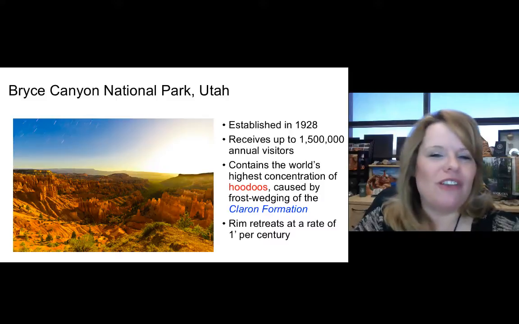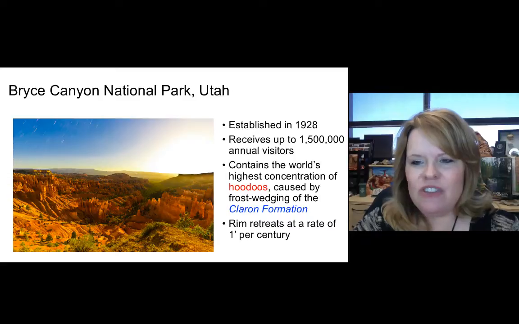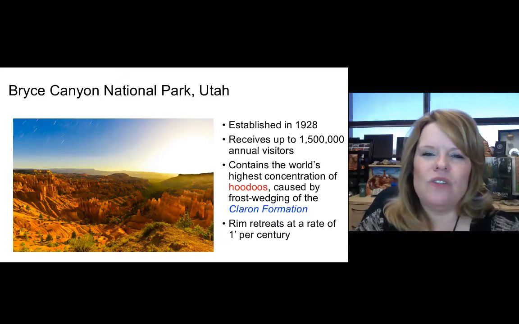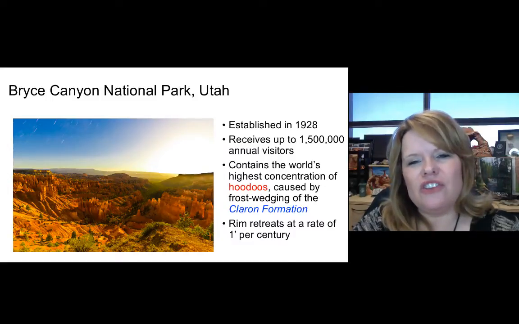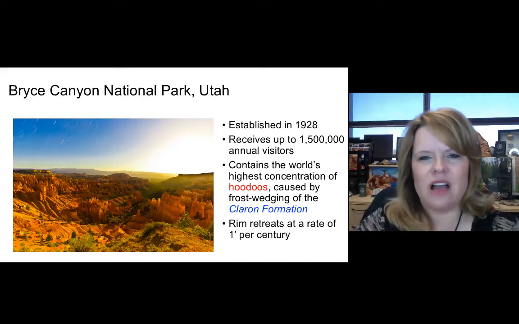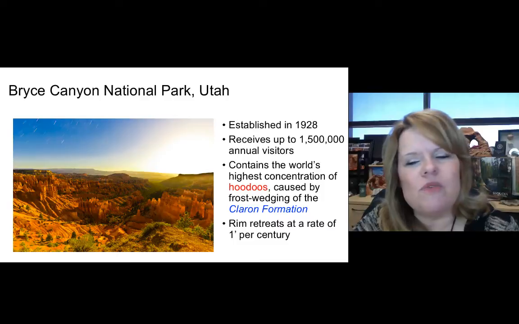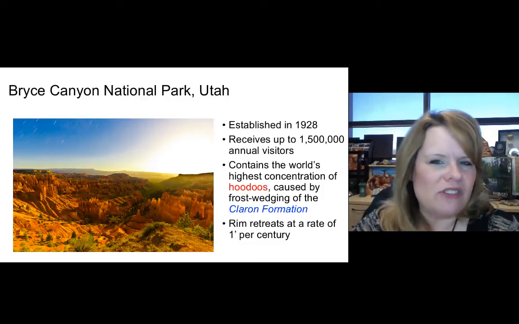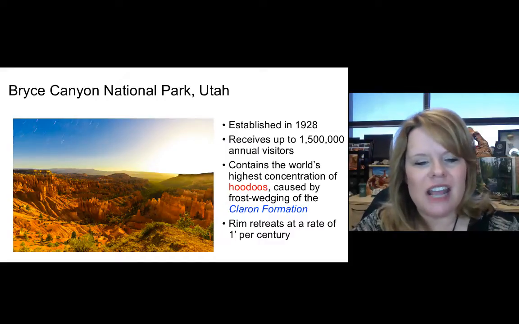Bryce Canyon National Park is located in Utah, and it was established in 1928. It receives up to 1,500,000 visitors a year, and it contains the world's highest concentrations of hoodoo features. Hoodoos are geologic spires that have a cap rock on top, so they're tall with this rock that's hard on top that kind of keeps it from eroding quickly. And these are all made from a long-term process of frost wedging, which kind of breaks apart the Claron formation and helps create these amazing, gorgeous structures.